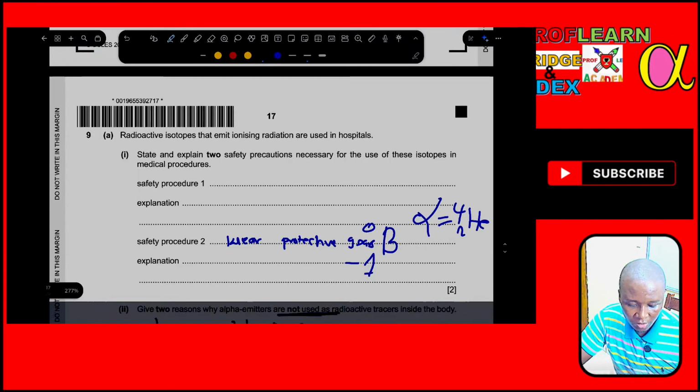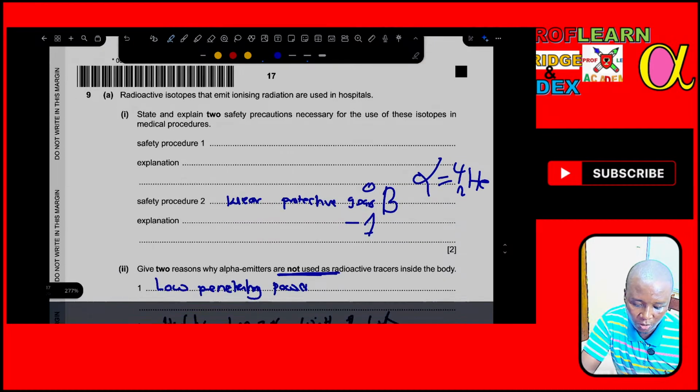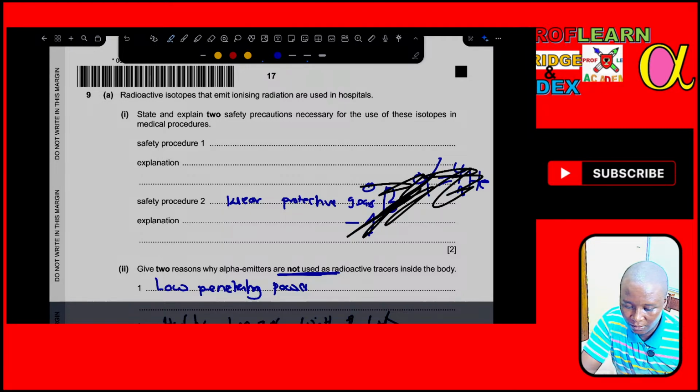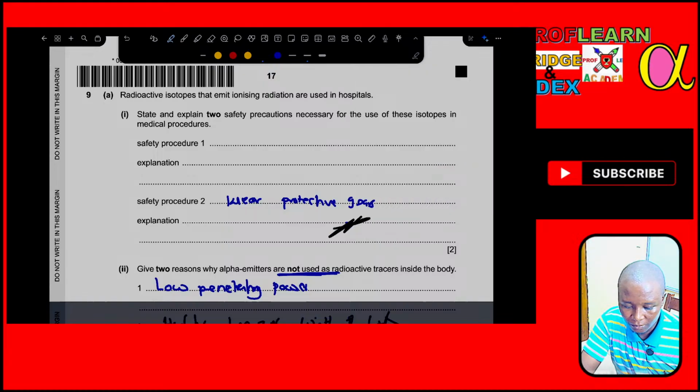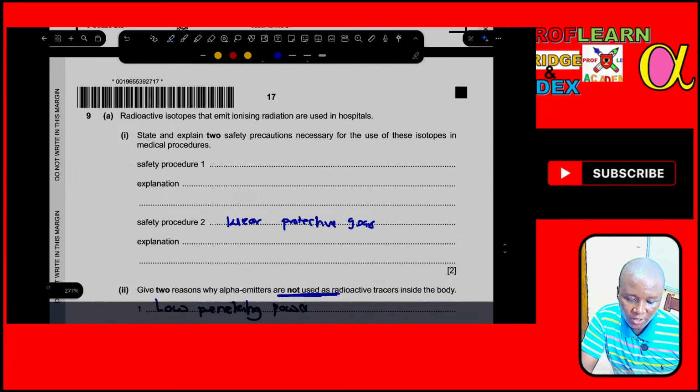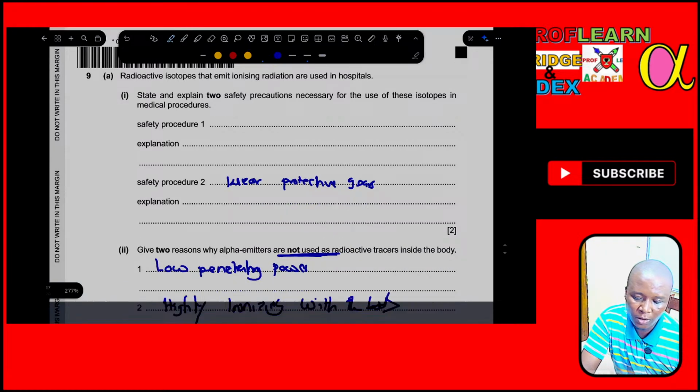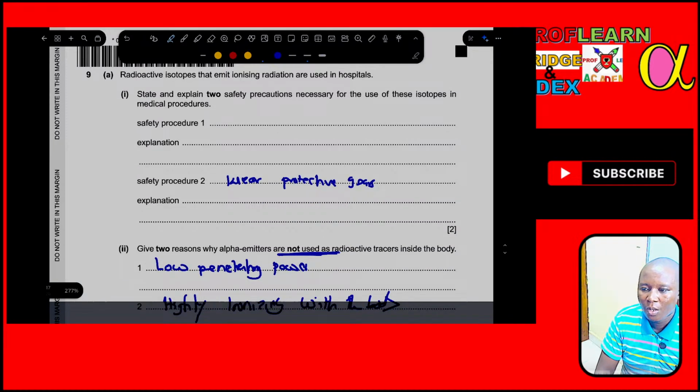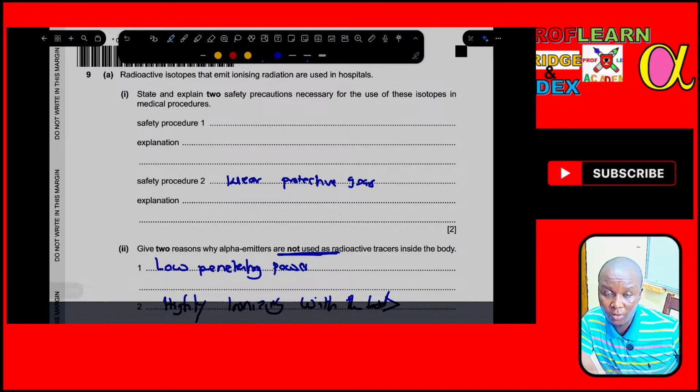And candidates also were supposed to answer questions to do with radioactivity. In this case, safety precautions when you are dealing with radioactive substances. The safety precautions will include wearing protective gear and also reducing exposure time when it comes to radioactive materials. You are not supposed to stay for long because the radiation will be absorbed into your body.